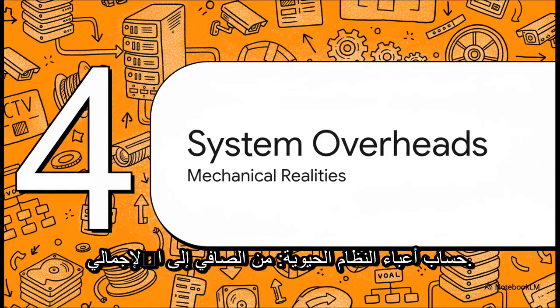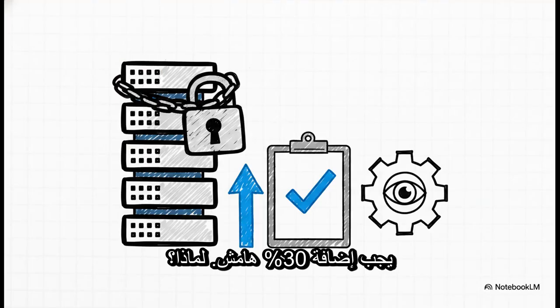Calculating vital system overheads. Now that we've totally nailed down the net storage, let's step out of the pure math and into the somewhat harsh reality of enterprise system overheads. These are the mechanical realities that turn your perfectly calculated net number into your final massive gross capacity. Server architecture exposes some incredibly counterintuitive mechanics. You absolutely must add 30% headroom.